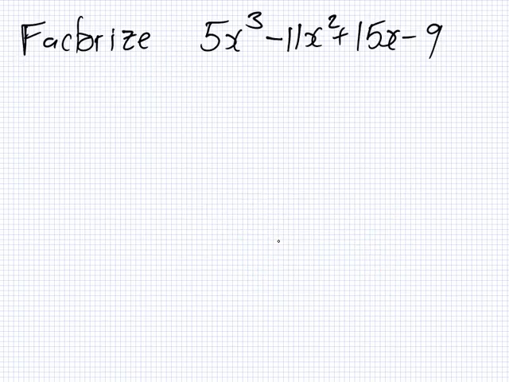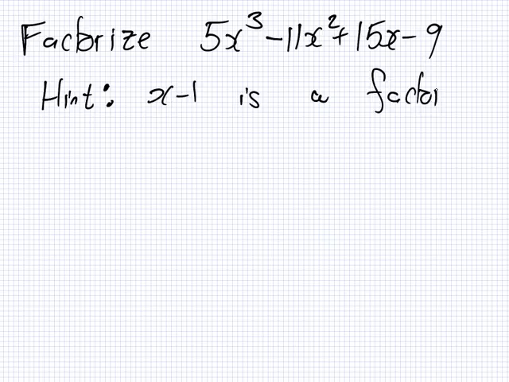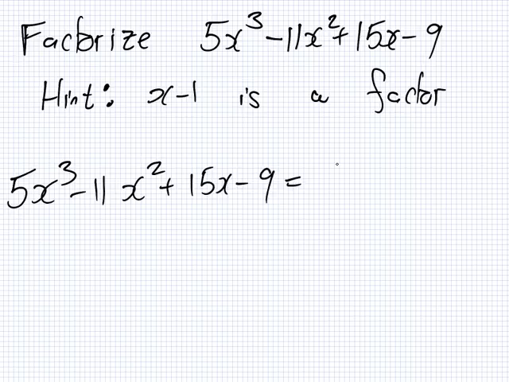Okay. Factorize this, and I give you a little hint. The hint is x minus 1 is a factor. So basically, to factorize a cubic, they don't need to, but it's helpful to be told one of the answers already, one of the factors. So how many factors should there be altogether? There should be 3. So we have 3 factors, 1, 2, and 3. Now the good news is we already have one of them.